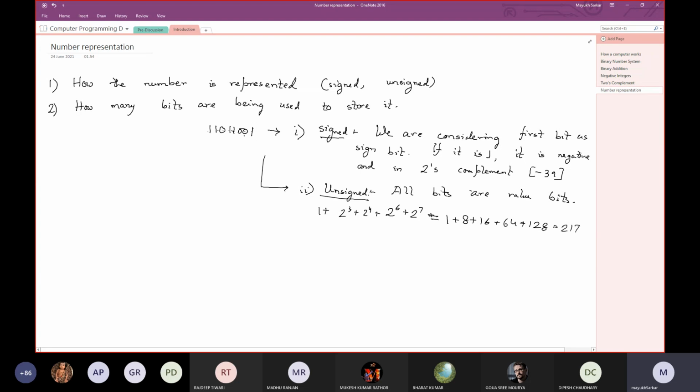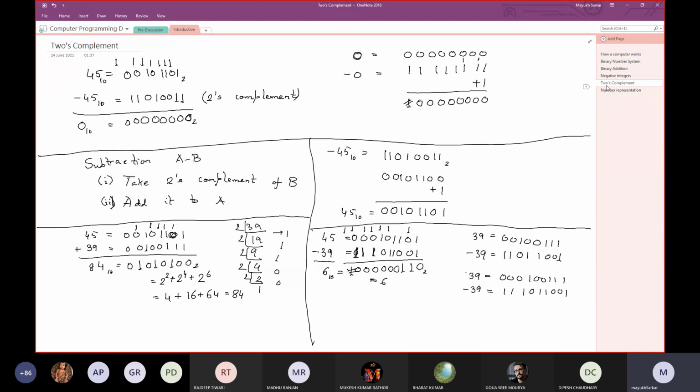So this same bit pattern is representing two different numbers. It depends upon whether you are using the signed value or the unsigned value. Now the question is, what if you add 217 and 45? That was your question, right?